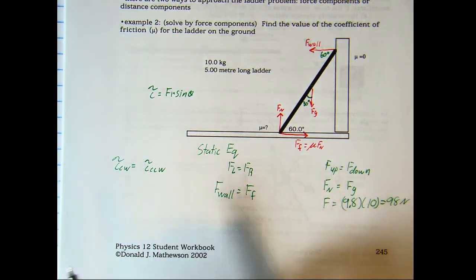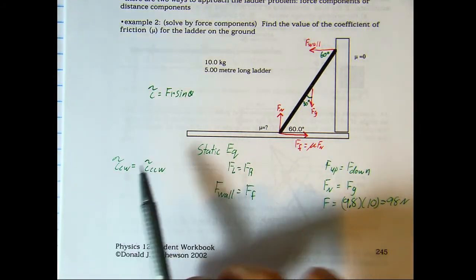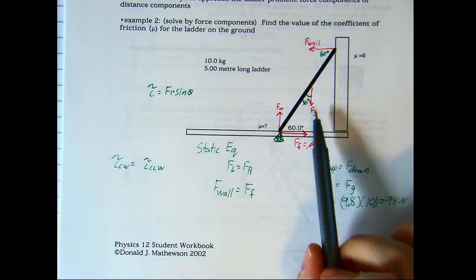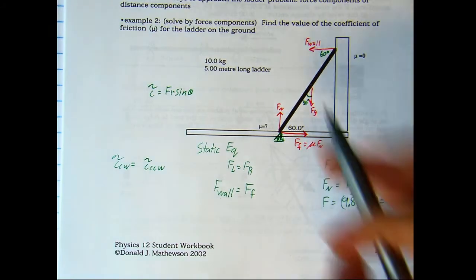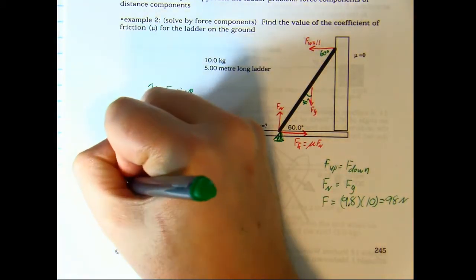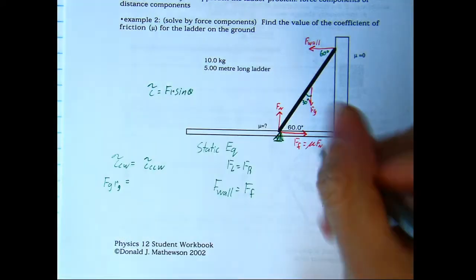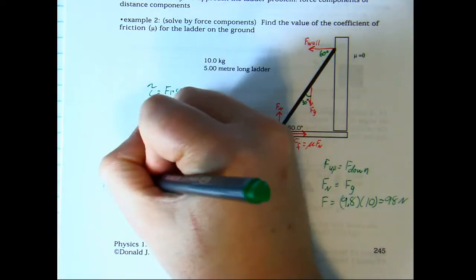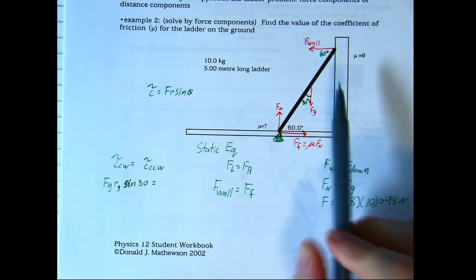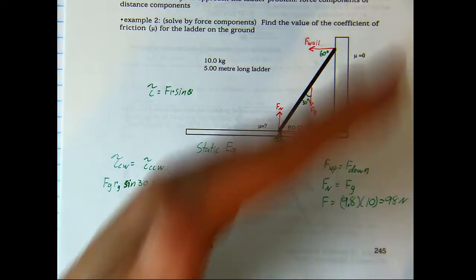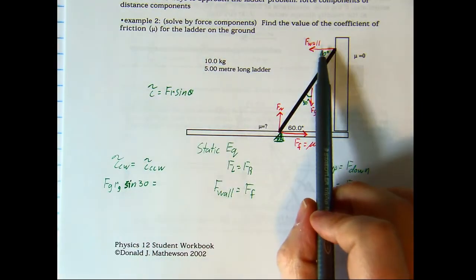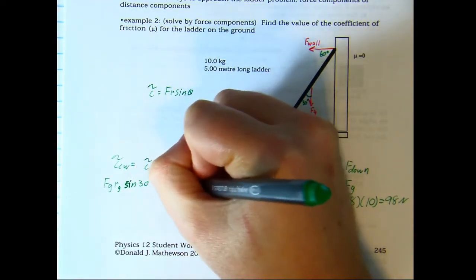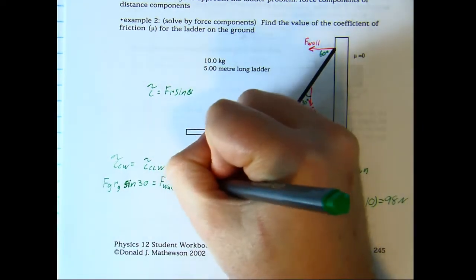So we can use our torques here. My clockwise torques, if this is the location of my pivot, and this is the best place to put it, my clockwise torque is going to be given by my force of gravity here. So I'm going to have Fg times r sub g times sine of 30 equals my counterclockwise torques. There's only one. If that's my pivot, only one of these is going to kick the ladder back out, and that's the force from the wall. So we're going to call that F wall, r wall, and that's going to be sine 60.